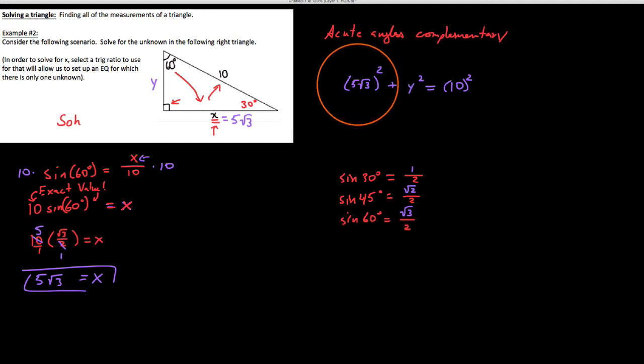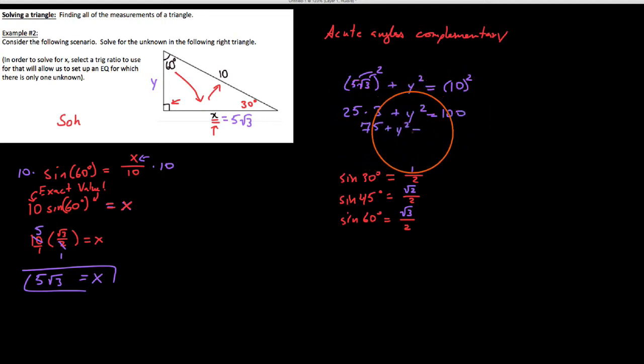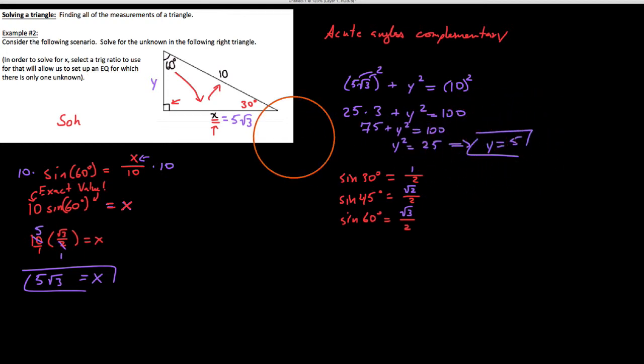And remember that when you have a product to a power, you have to take both parts of this product to the power. So we say 5 squared is 25. The square root of 3 squared is just 3. This would be plus y squared equals 100. And we could say, well, we have 75 plus y squared equals 100, really. So subtracting 75 from both sides, it follows that 100 minus 75 is 25, and therefore it follows that y equals plus or minus 5. And since we're solving a right triangle, we'll just call this 5.